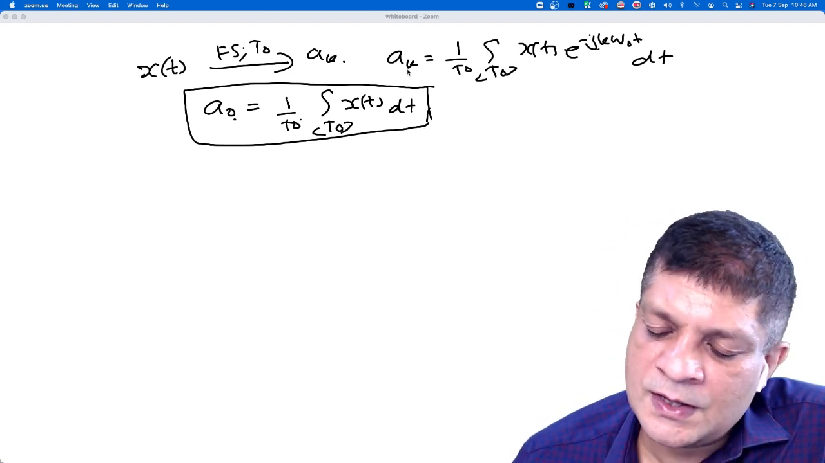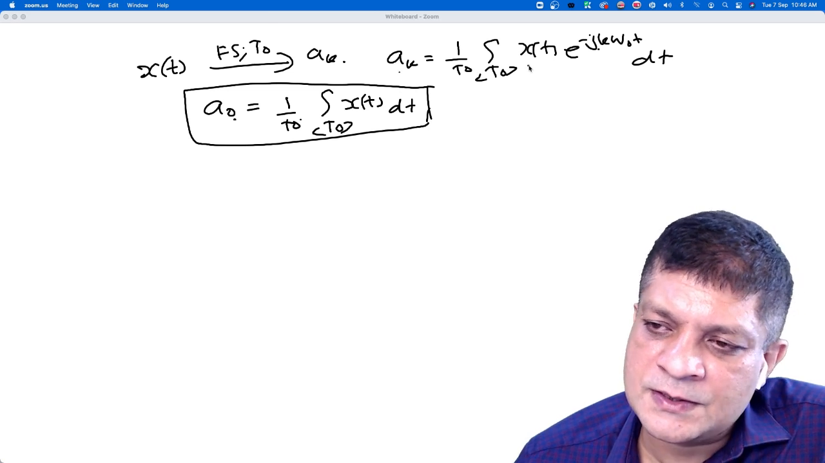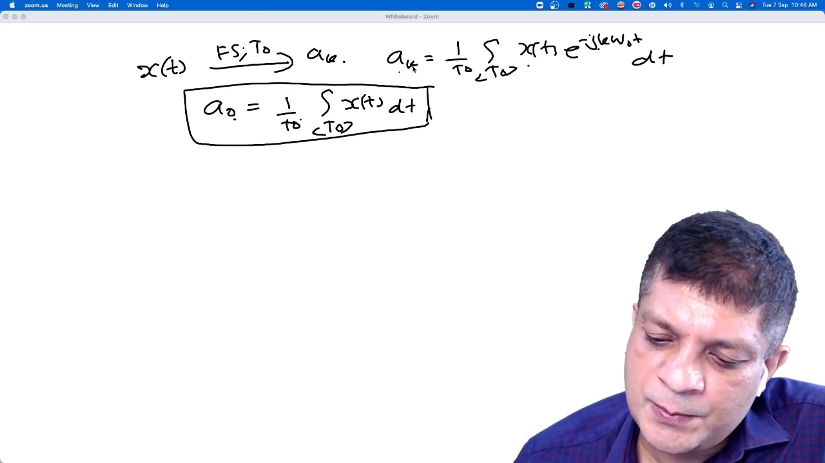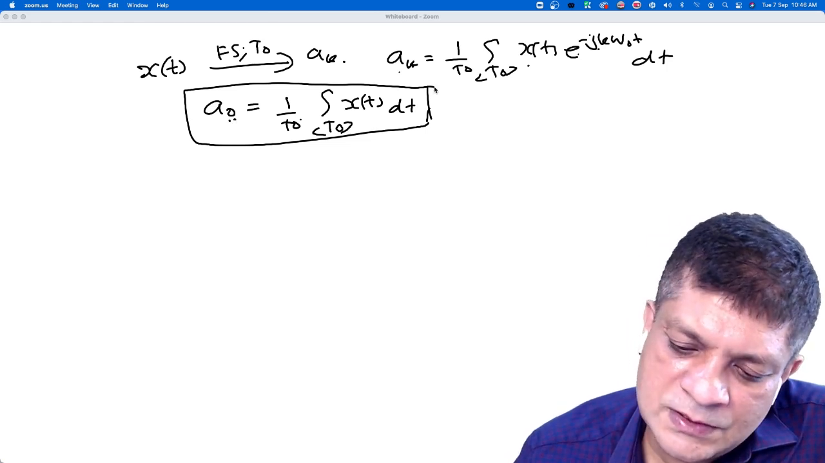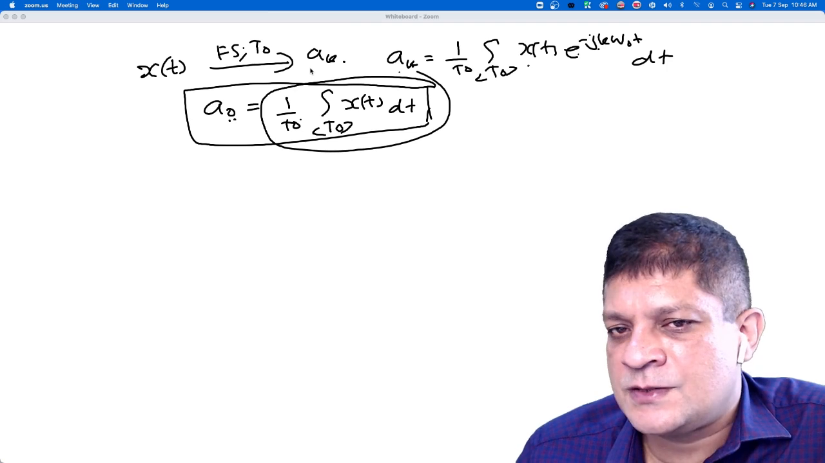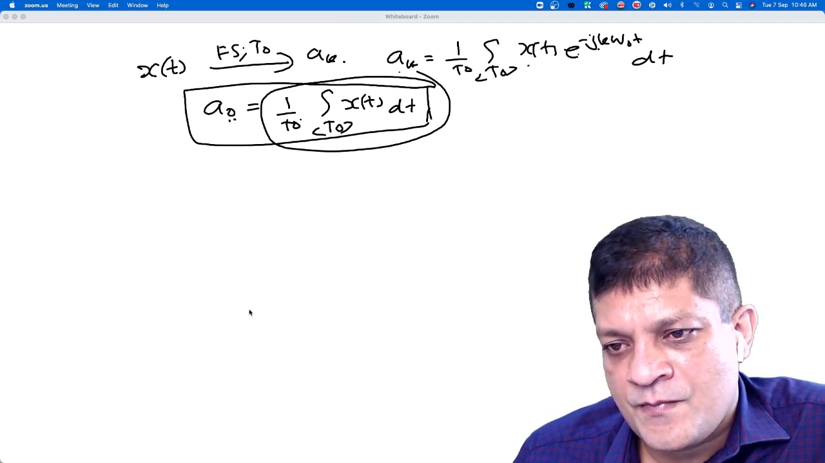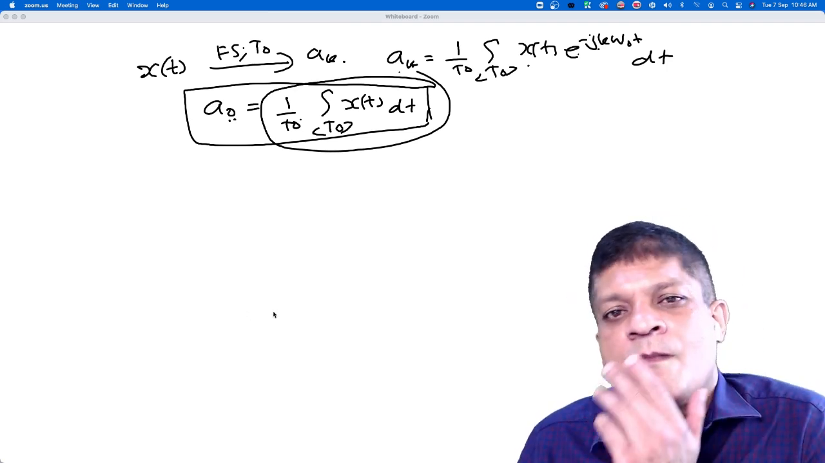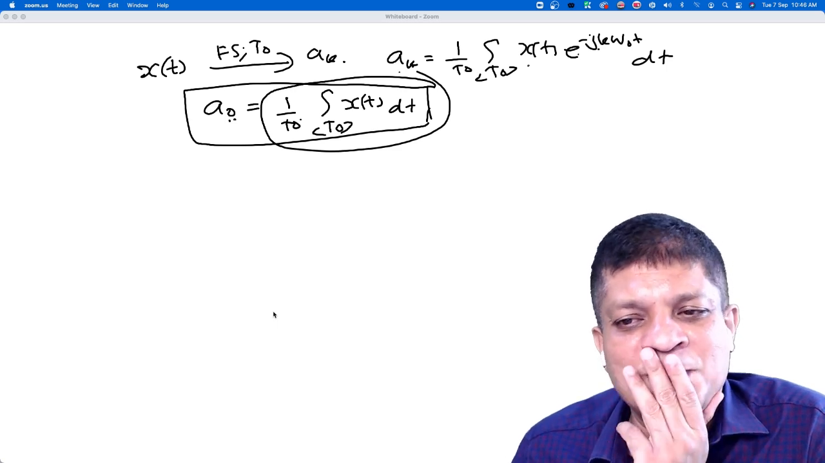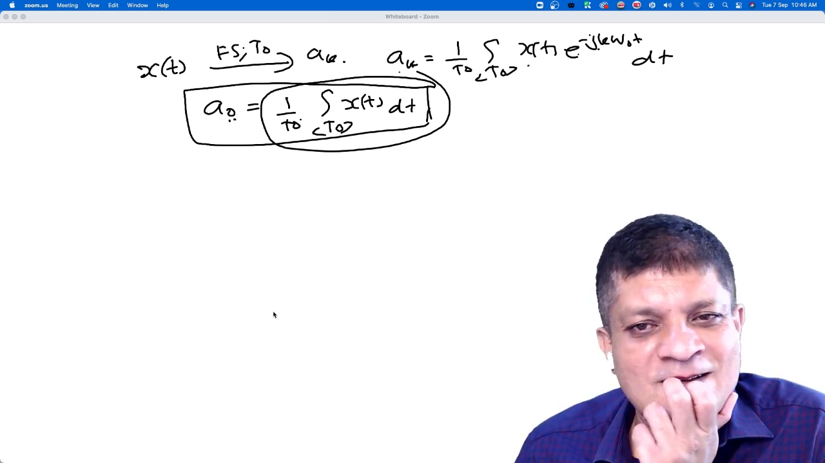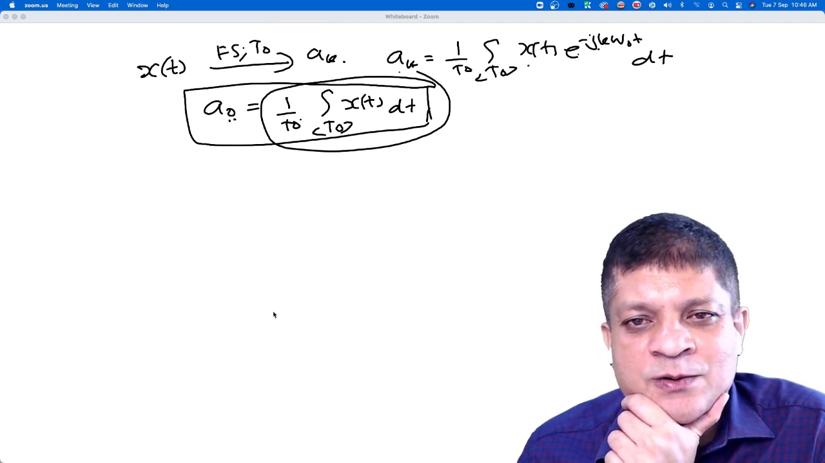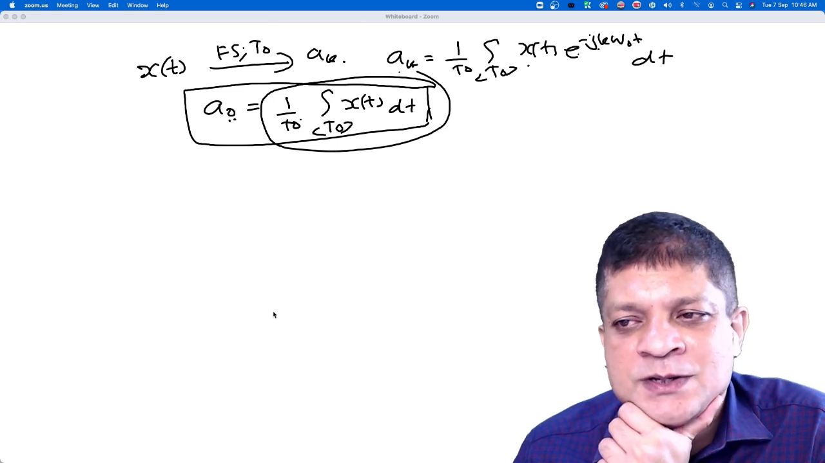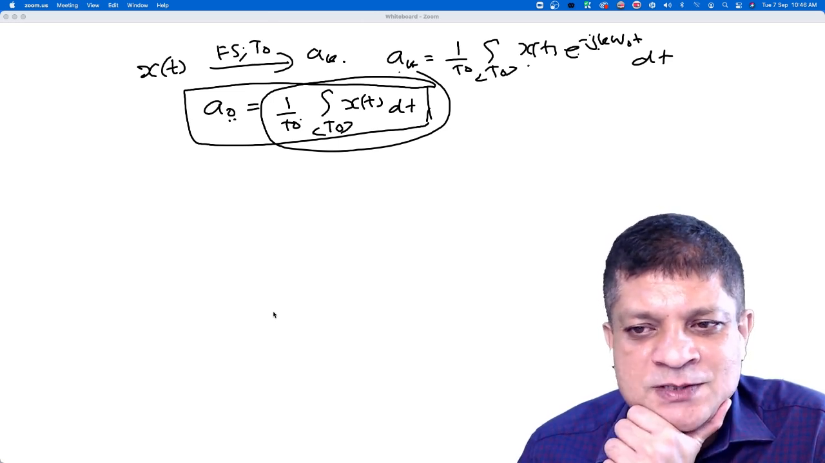This is the analysis equation for a_k. We get it like this integration, and if you put k equal to 0, what is this term on the right-hand side? Integration of x(t) over one period. What is the significance of that? It is the average value of the signal over one period. It is the average value of the signal.